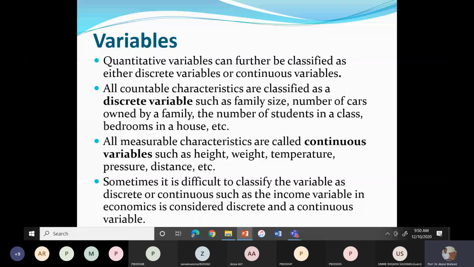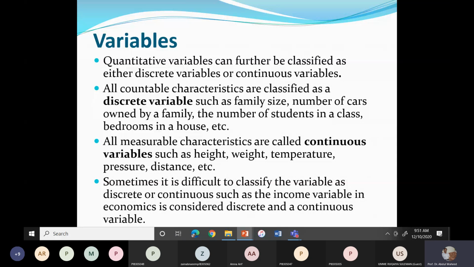Then we can further classify quantitative variables into discrete variable or continuous variable. So all countable characteristics are classified as discrete variable. In this case, we can count the characteristics such like family size, it is quantifiable, okay, and number of cars owned by a family, again it's a discrete variable, number of students in a class, and bedrooms in a house, all these are discrete variable.